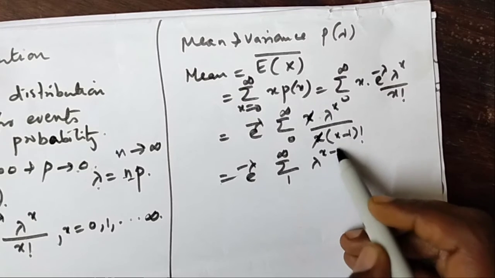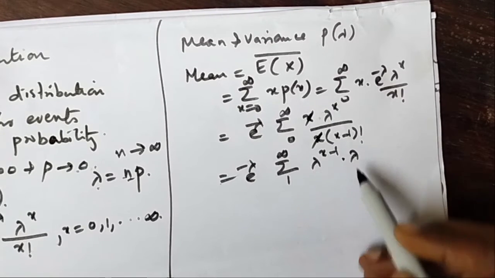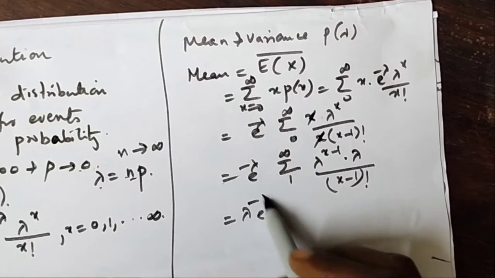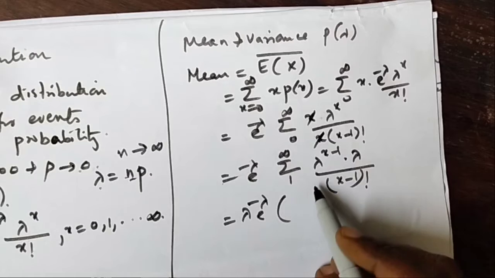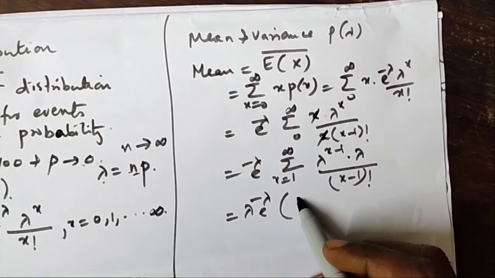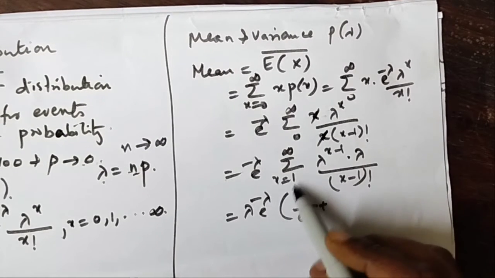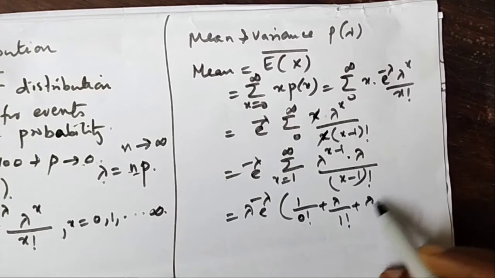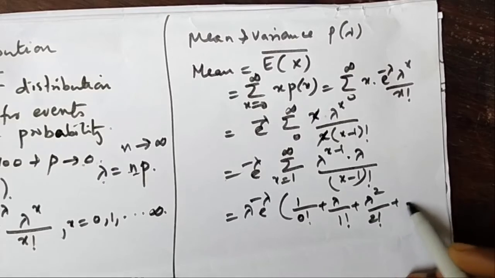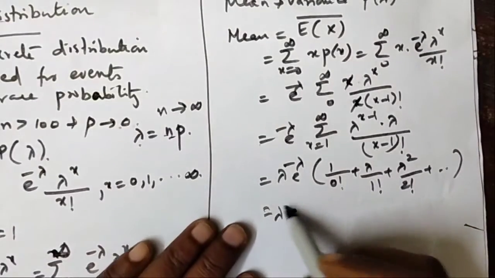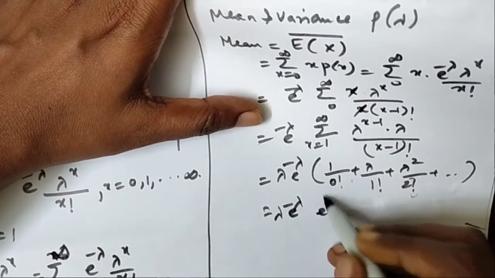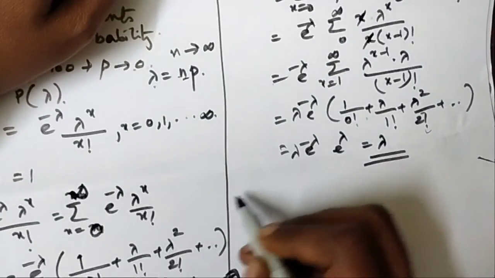So lambda raised to x can be written as lambda raised to x minus 1 into lambda, over x minus 1 factorial. So we can take this lambda also outside. If x is 1, it is 1 by 0 factorial. If x is 2, lambda by 1 factorial. X is 3, lambda square by 2 factorial, plus etc. Again it is 1 plus lambda by 1 factorial plus lambda square by 2 factorial, etc. So that is the expansion of e raised to lambda. So it is lambda. So the mean of the Poisson distribution is lambda.